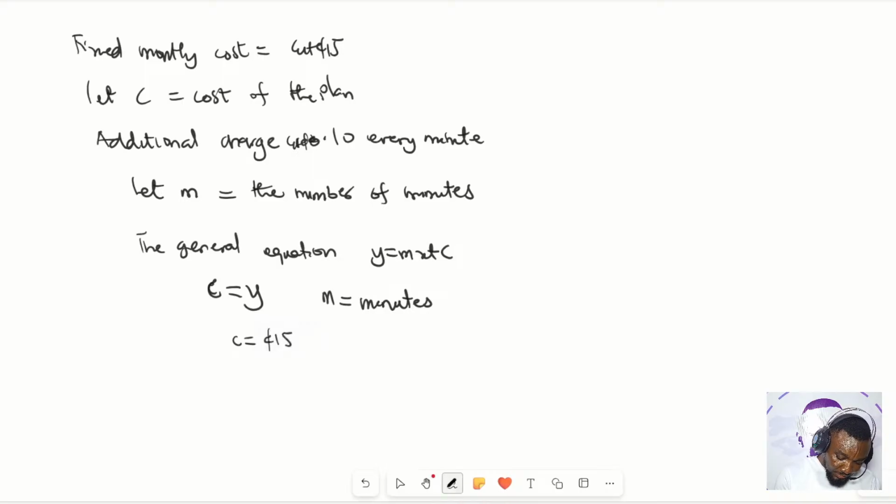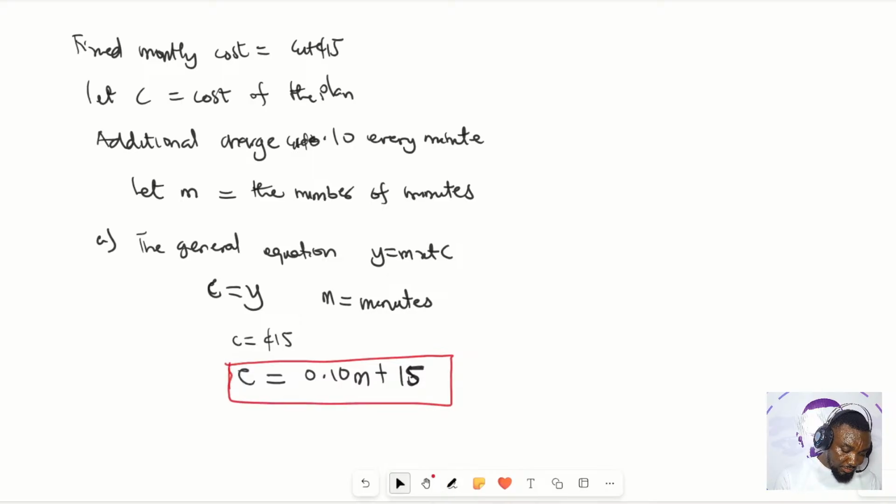When we substitute, it means that we have our C to be equal to 0.10 M plus what? 15. So for part A of the question, our equation now will be represented as C is equal to 0.10 M plus 15. Is that clear? So that is our C.